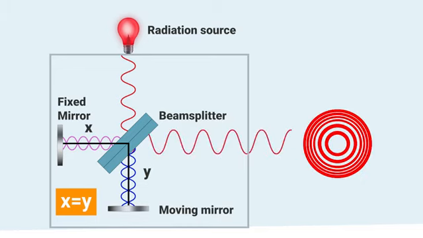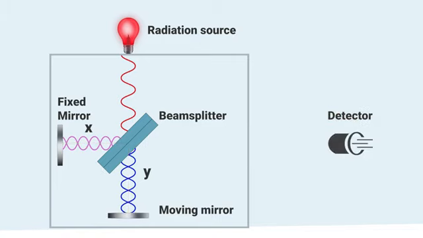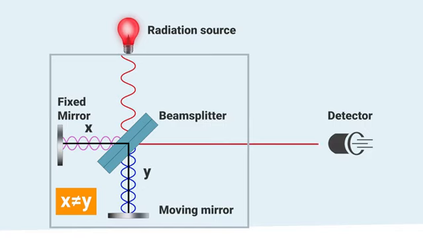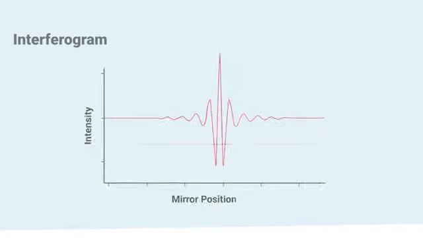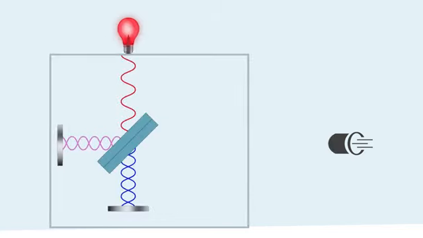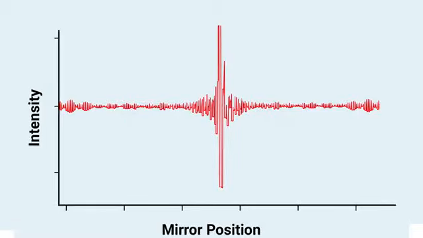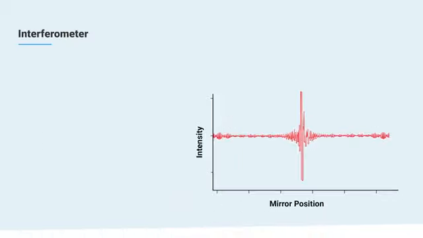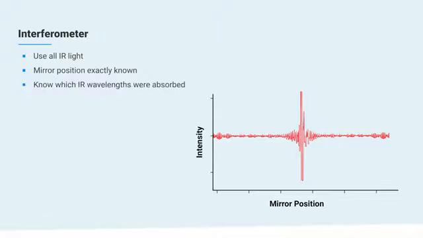But watch what happens when we start moving the mirror. The path length for one wave changes, creating a phase difference. Now, destructive interference occurs and an interference pattern emerges. This can be recorded as a so-called interferogram that tells us the intensity of all IR radiation based on the mirror position. If we would introduce a sample into that beam, the interferogram would immediately change according to the sample's unique absorption pattern. And since we use all IR light and exactly know the mirror position, we could exactly tell which IR wavelengths were absorbed in one single swoop.